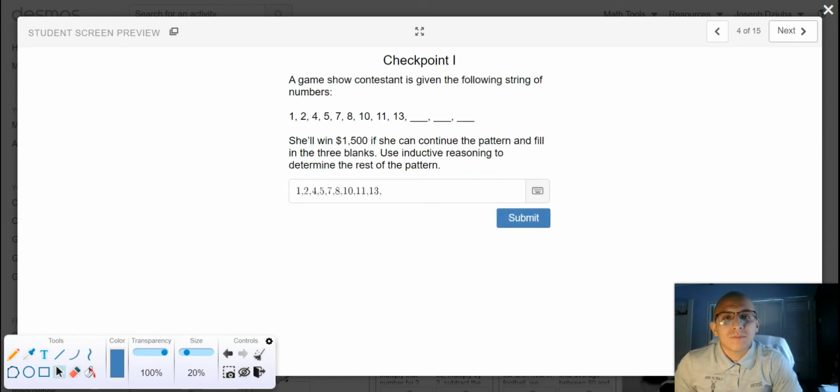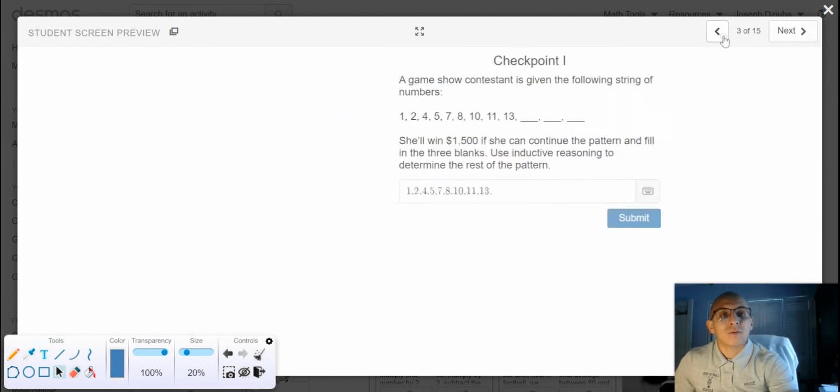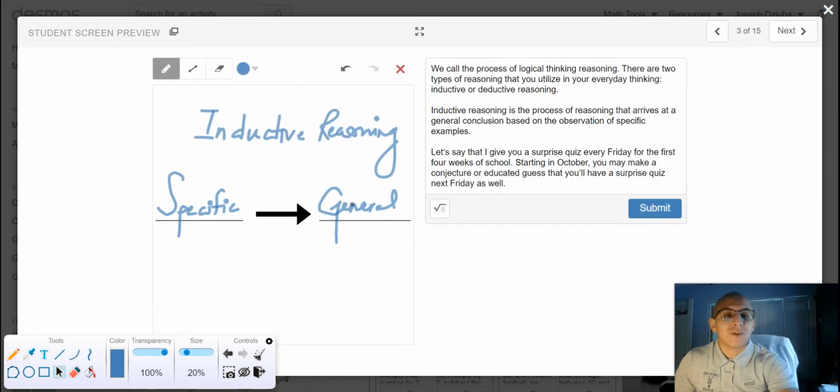So your first checkpoint, and this might go back to your glory days in first, second, and third grade, but a game show contestant is given the following string of numbers 1, 2, 4, 5, 7, 8, 10, 11, 13. She'll win $1,500 if she can continue the pattern and fill in the 3 blanks. Use inductive reasoning to determine the rest of the pattern. The reason why we're using inductive reasoning in here is because, as we mentioned in the previous slide, specific to general, general doesn't guarantee an outcome.